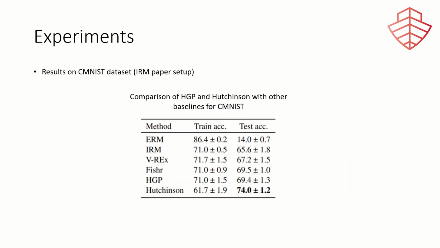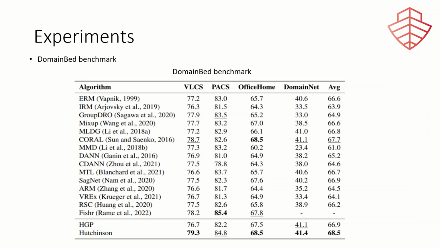In terms of results, this table shows our results on Colored MNIST, with the same setup as the Invariant Risk Minimization paper. As you can see, Hutchinson and HGP achieve very good performance. More precisely, Hutchinson achieves the state-of-the-art result on the target domain. We also achieve very good performance on the DomainBed benchmark for VLCS, PACS, OfficeHome, and DomainNet datasets.